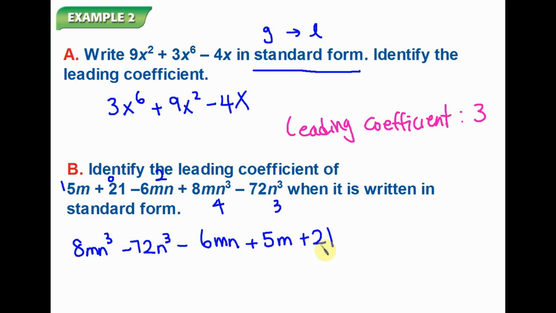This is the standard form of this polynomial, where if I want to find the leading coefficient, again, the leading coefficient is, when you write in standard form, the coefficient of the first term. So in this case, the 8 will be your leading coefficient. I'm just going to write LC.